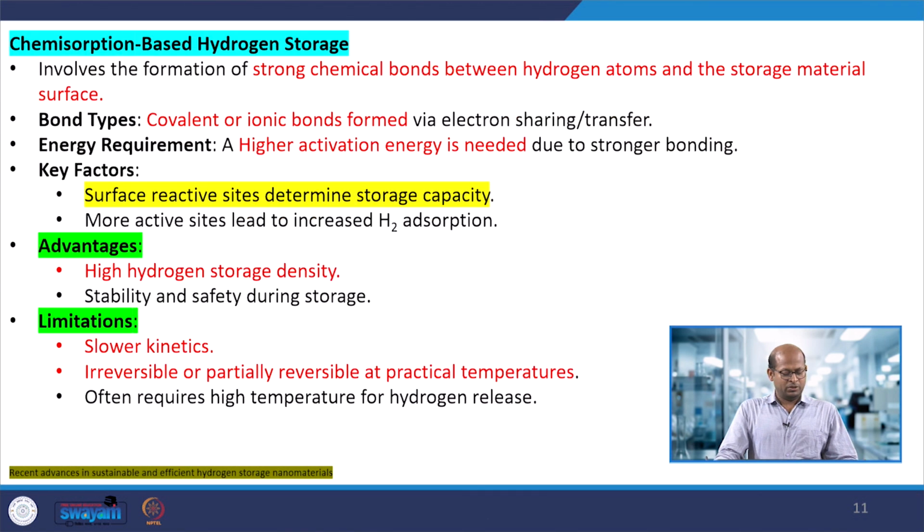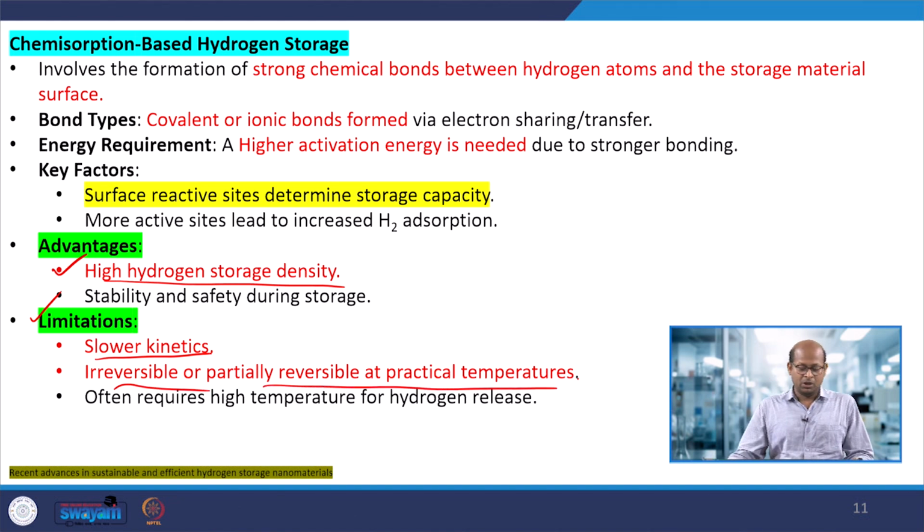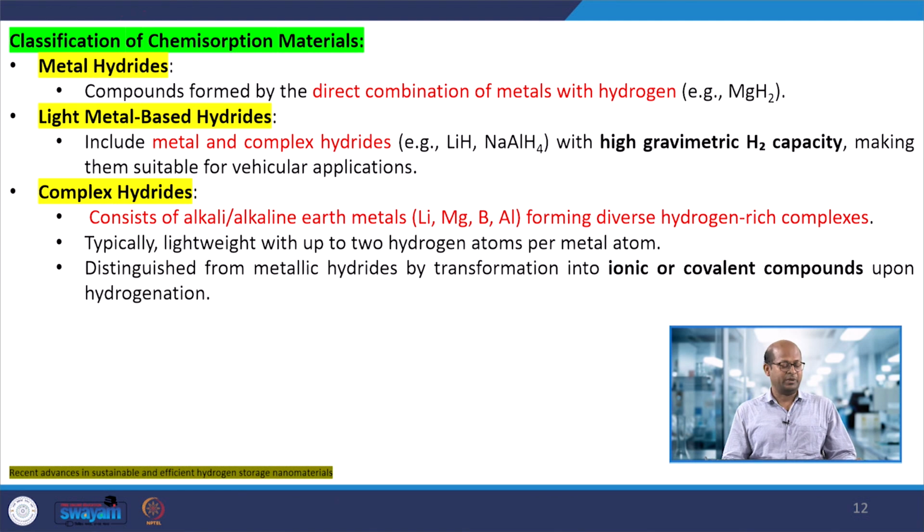Okay. So here chemisorption-based storage also means a strong chemical bond is present between the hydrogen atoms and the storage materials or the storage surface. That bond may be ionic or covalent, formed via electron sharing or transfer. In this type of materials, having high surface area is also an advantage, and these materials have high hydrogen storage density. The limitations are the slow kinetics of these materials, and they are irreversible or only partially reversible at practical temperatures when used for storage of hydrogen.